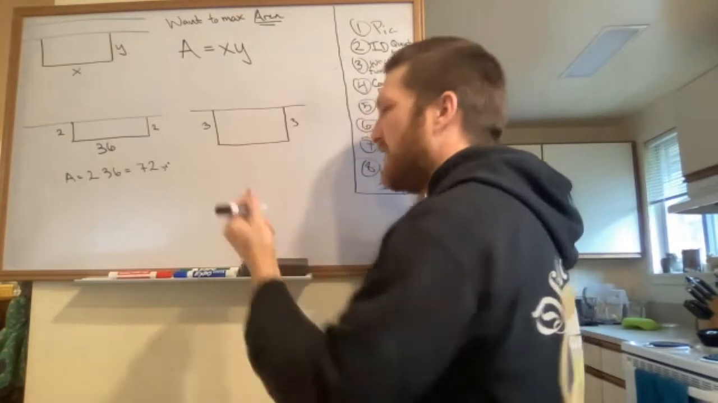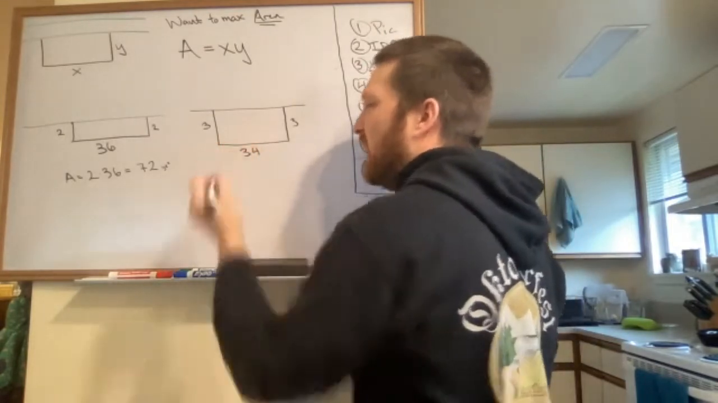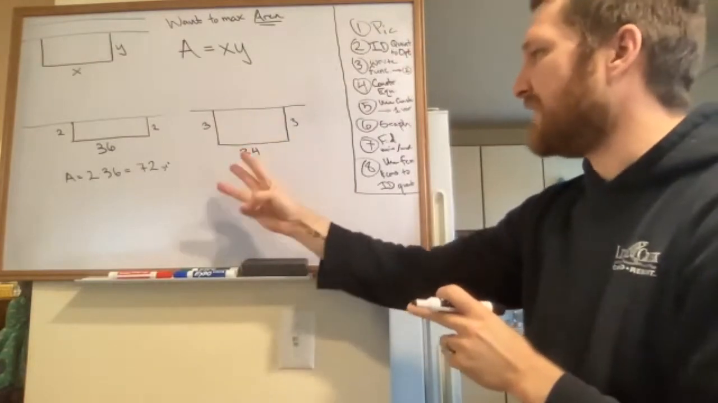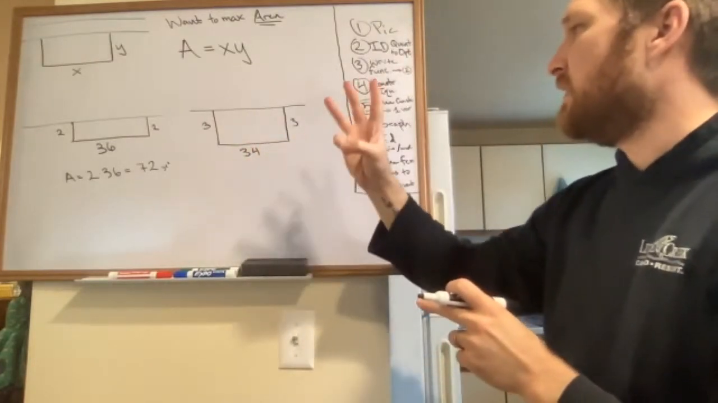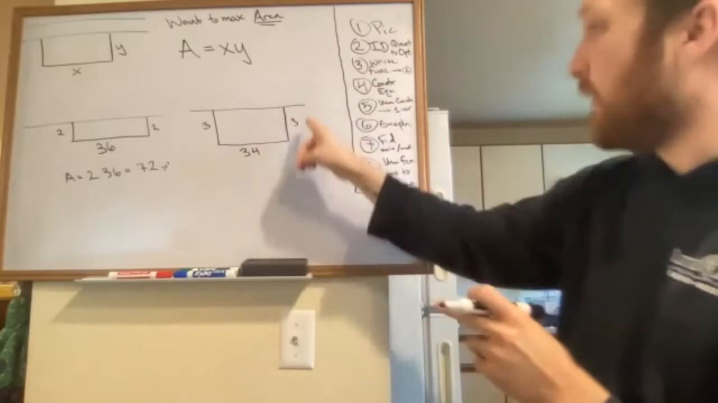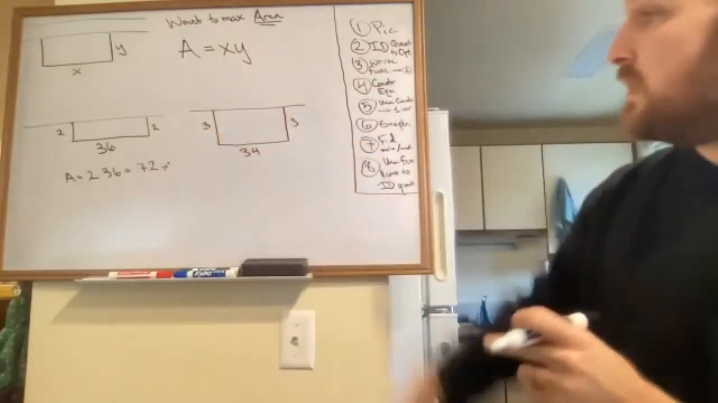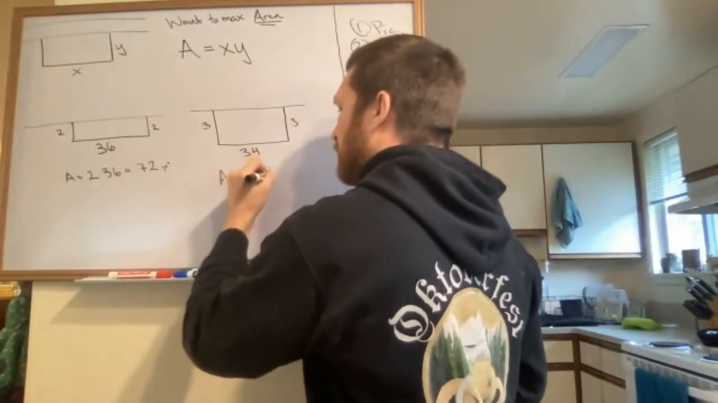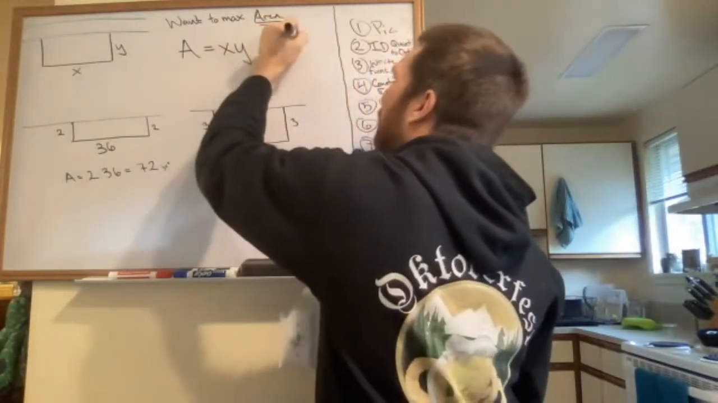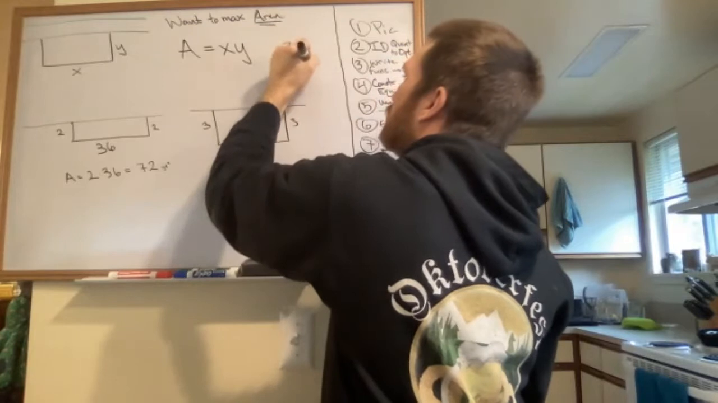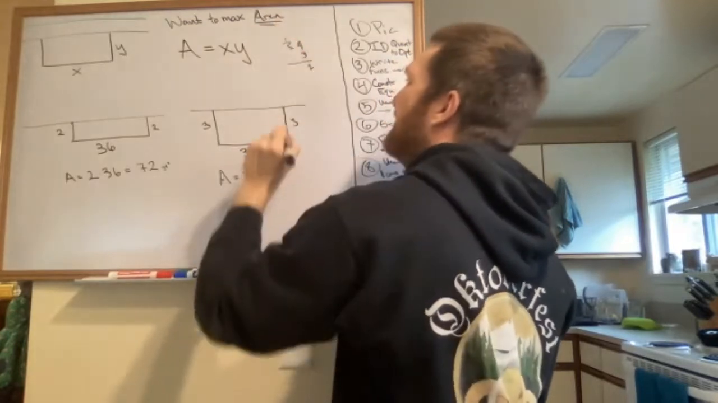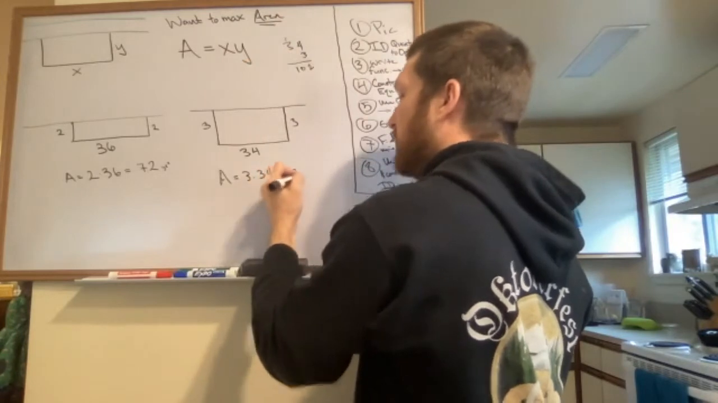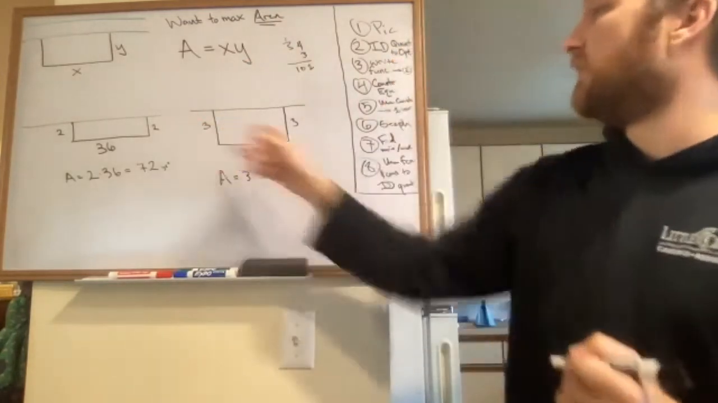34. I think 34, and let's just check that. 34 plus 3 would be 37, plus another 3, 38, 39, 40. That would be a total of 40 yards. My area would be 3 times 34. 34 times 3 is 102. Oh, and look at that, 102. It's actually bigger that way.